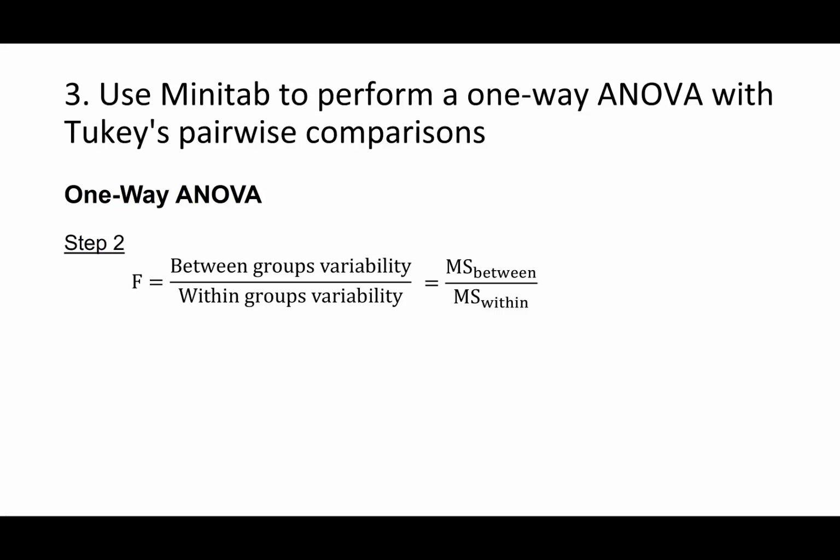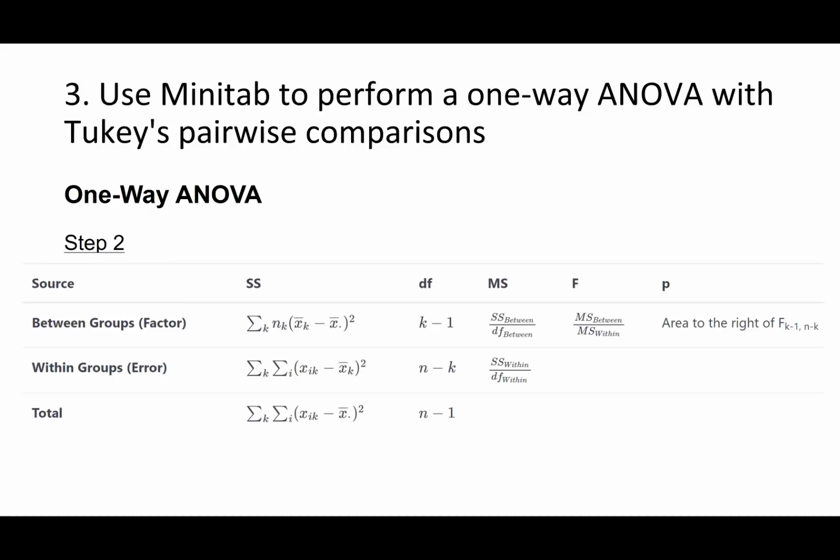MS stands for mean squared. This is a measure of variability, which we'll see in a second. This is known as the ANOVA source table. Minitab Express or any statistical software will give you this table when you run a one-way ANOVA. It's essentially showing you all of the calculations up to and including the F test statistic. The table separates variance as between or within groups.